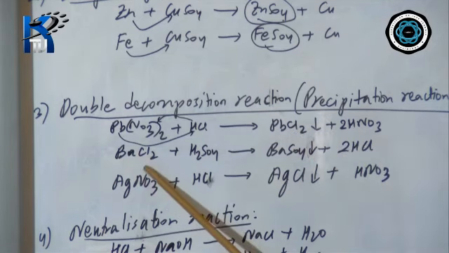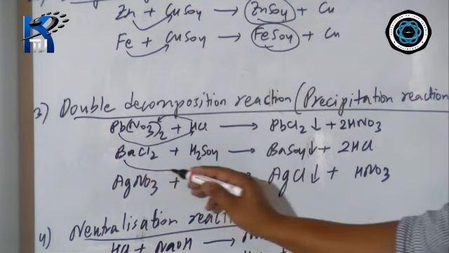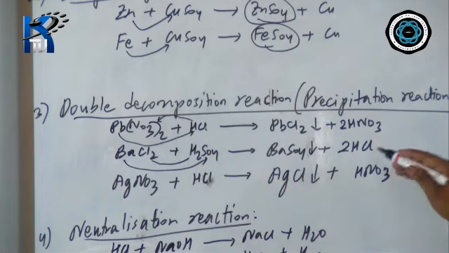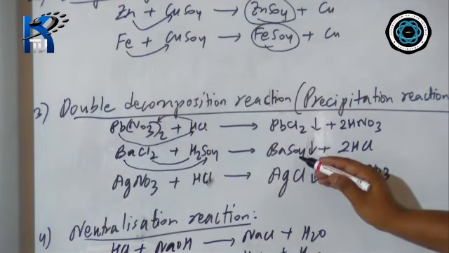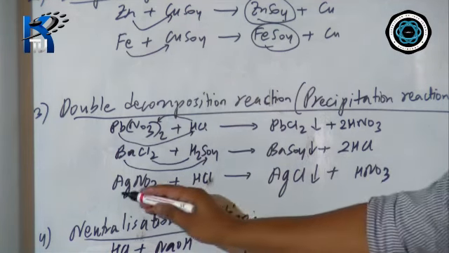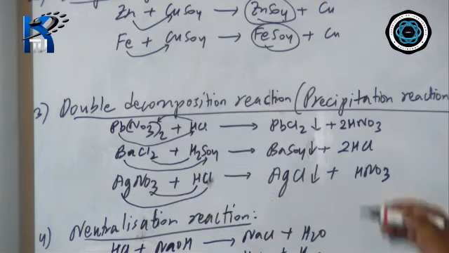Similarly, when barium chloride, barium means Ba, reacts with sulfuric acid, barium will combine with sulfate to give you barium sulfate, and H and Cl combine to give you HCl. And barium sulfate is also a white precipitate, students. Similarly, when silver nitrate reacts with HCl, you get Ag will combine with Cl to form AgCl, which gives you a curdy white precipitate, and H and NO3 combine to form HNO3.